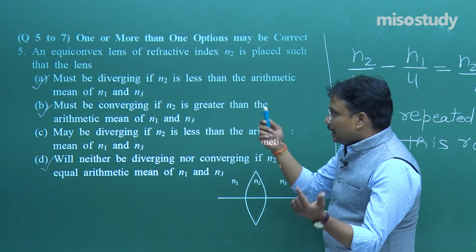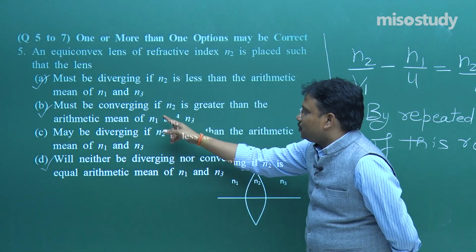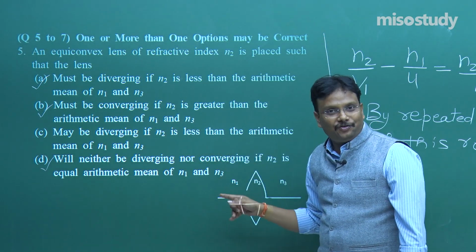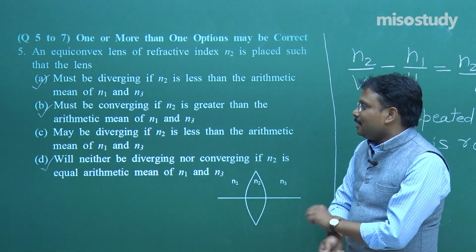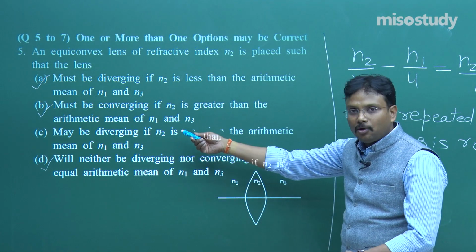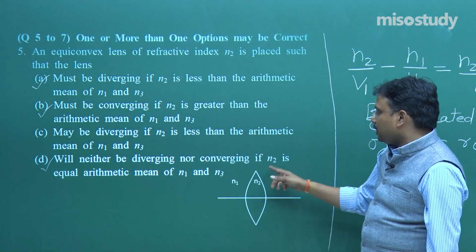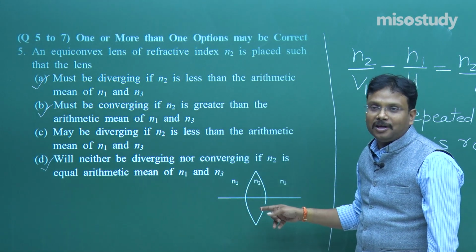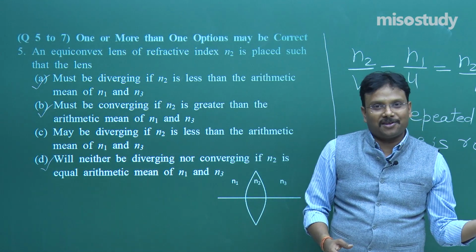Okay, let's try to read at least one option. Must be converging if N2 is greater than the arithmetic mean of N1 and N3. I formulated this problem. What is the meaning of the arithmetic mean of N1 and N3? Being a mathematical approach, you can easily solve it. Similarly, over here, it will be neither diverging nor converging if N2 is equal to the arithmetic mean of N1 and N3. So this question is just forcing you to go back to your basics.